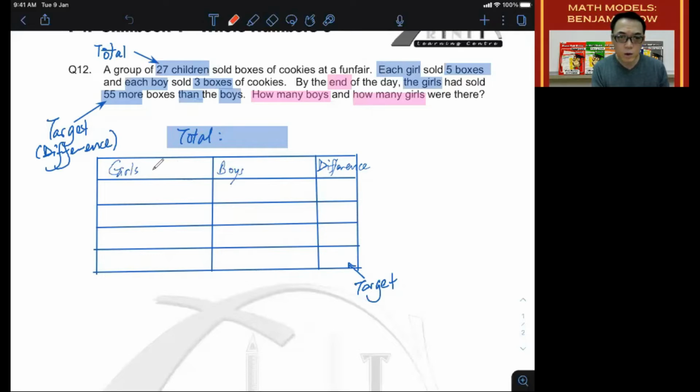Now each girl will have sold 5 boxes, and each boy will have sold 3 boxes, as you can see from the information. So now what do we do? The first step in putting information into the boxes is to take the entire value. The next thing to do, as I was saying, is to take the entire value, as in the total value.